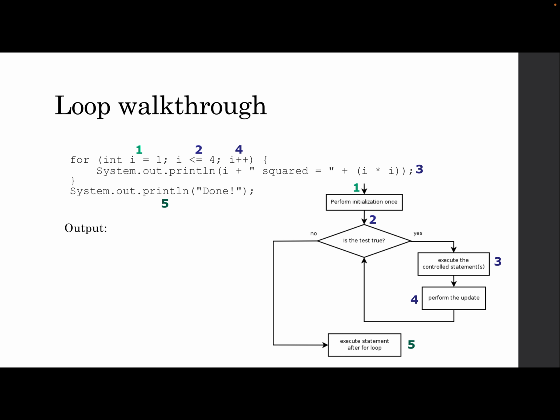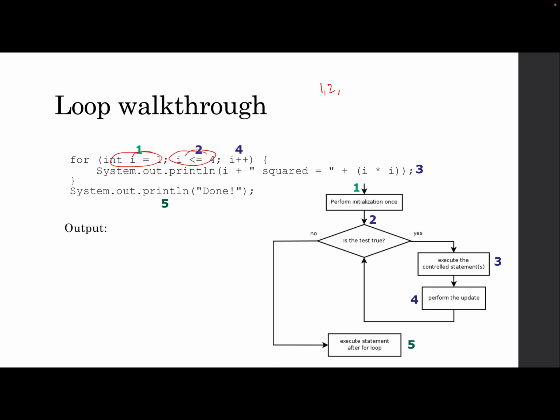The first thing that happens here is i equals 1. That's the initialization step, and it's going to happen one time. Then we check, is i less than or equal to 4? So we do step 1, and then we go to step 2. Step 2 is our condition. We check if 1 is less than or equal to 4. The answer to that is yes, so it's true.